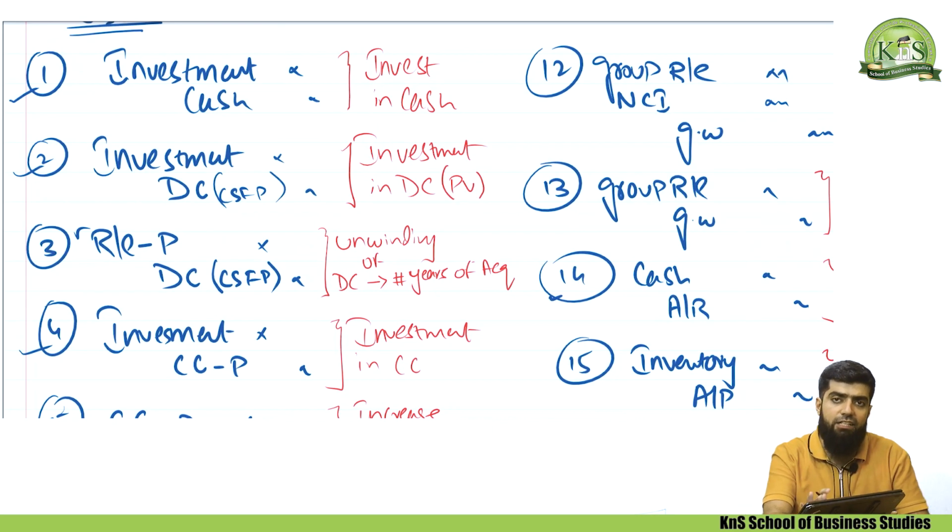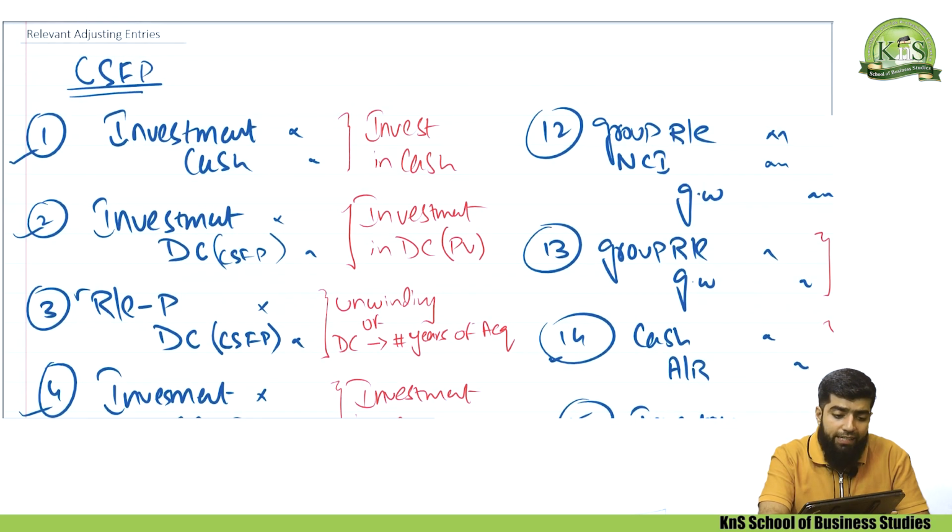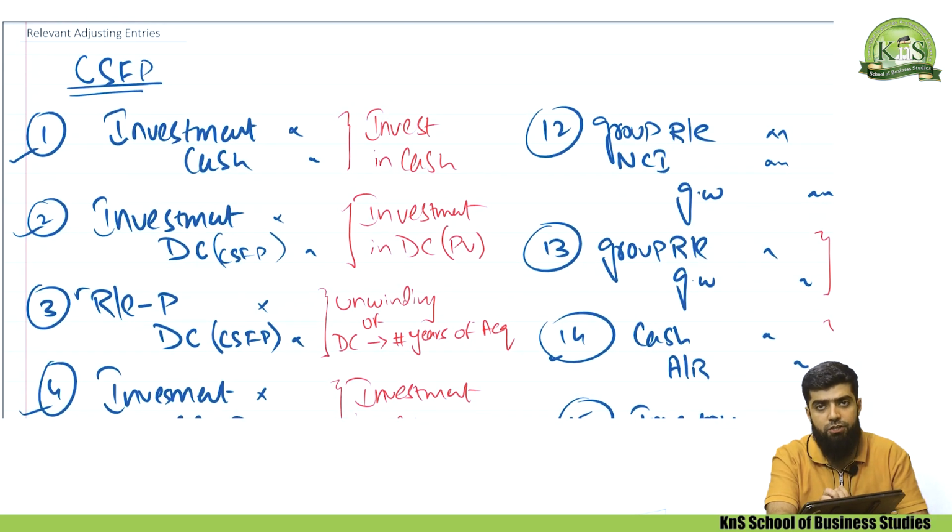So these were the adjustments related to the consolidated statement of financial position. In the next video, inshallah, we'll give you an idea of what sort of adjustments the examiner might ask or test you on in the consolidated statement of profit and loss account.